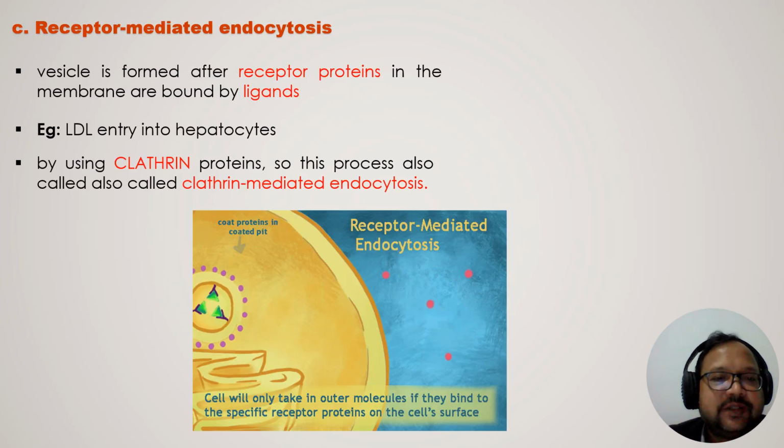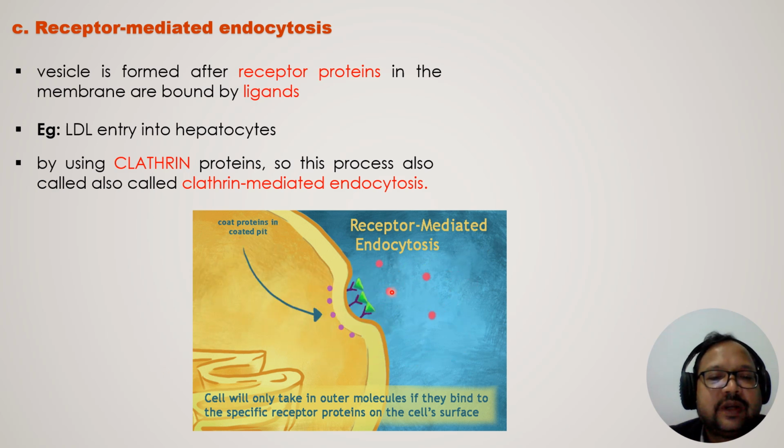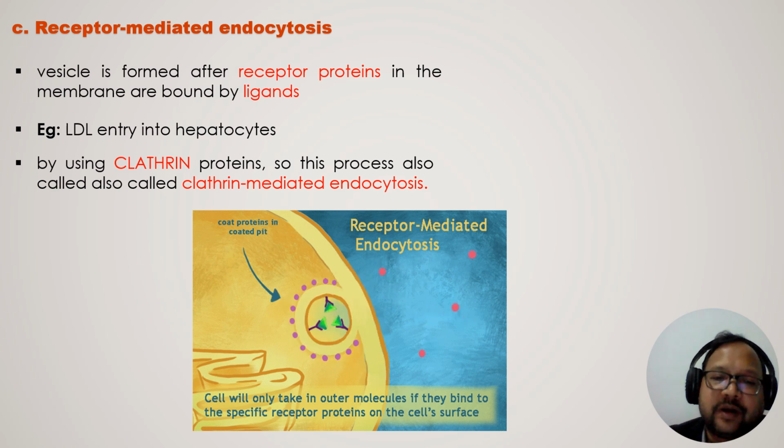Finally, what is receptor mediated endocytosis? For example, low density lipoprotein, or LDL, attaches to the LDL receptors on hepatocytes. When they attach to the LDL receptors, at the lower part, clathrin proteins are formed. Those clathrin proteins form a pit and pull in this substance. So this is clathrin mediated transport.